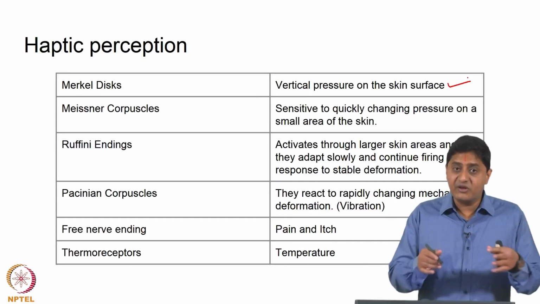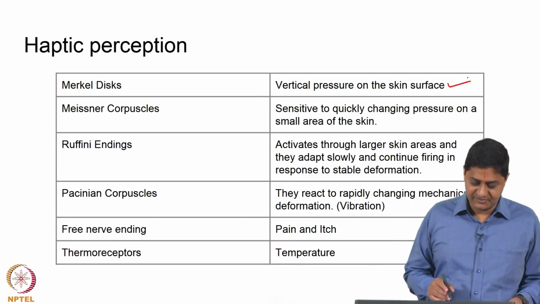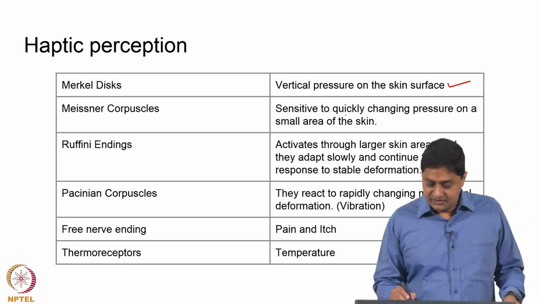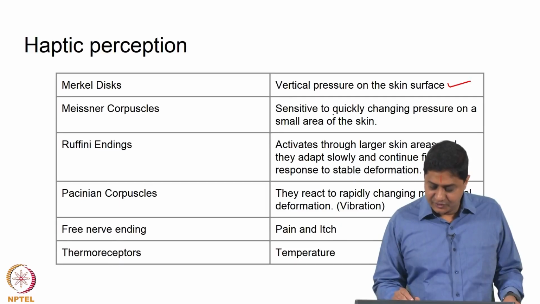This is while performing the same function, while doing the same thing. And Meissner corpuscles, in this case, are sensitive to quickly changing pressure.